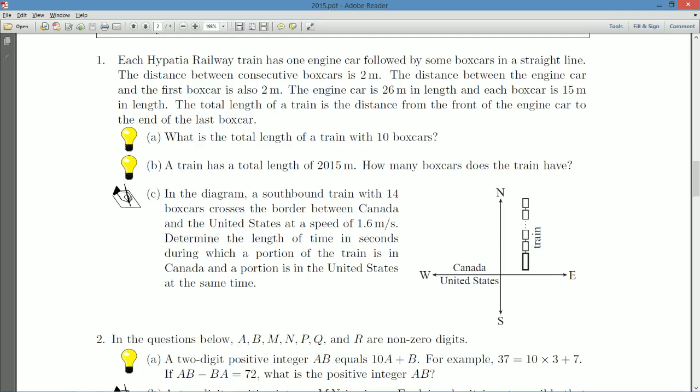A part. What is the total length of a train with 10 boxcars? Okay. Well, it's going to have one engine, 10 boxcars, and then we're also going to have to count up each of these little connecting 2-meter bits.